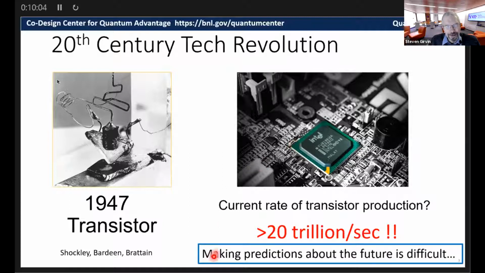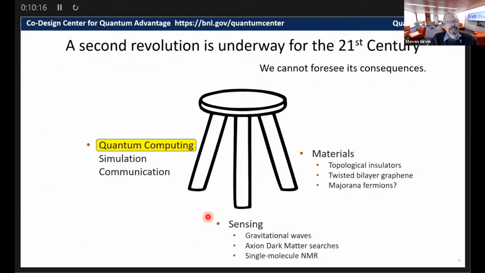And so all of this is to say that give me protection if I try to talk about the future of quantum computing. Making predictions about the future is difficult. But there's now a second quantum revolution underway in the 21st century based on not a new theory of quantum mechanics, it's the same theory, but a new understanding that quantum machines can be built that have more power than we had imagined before.